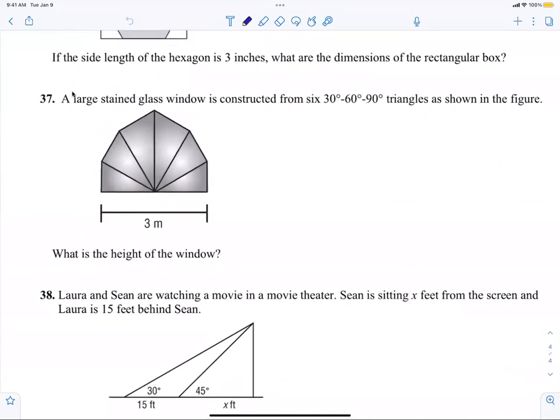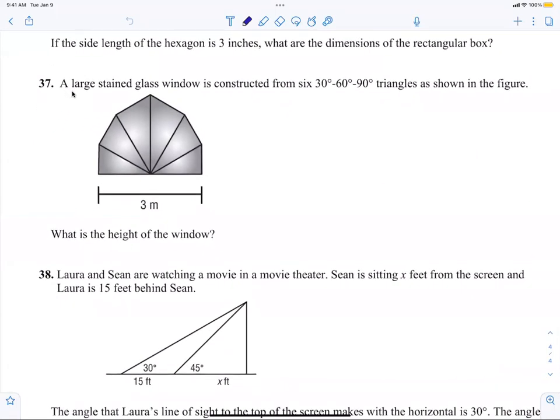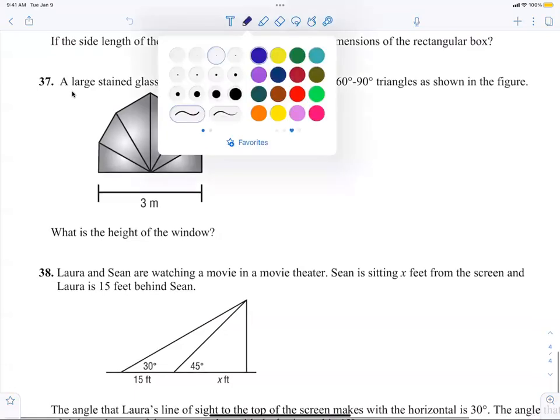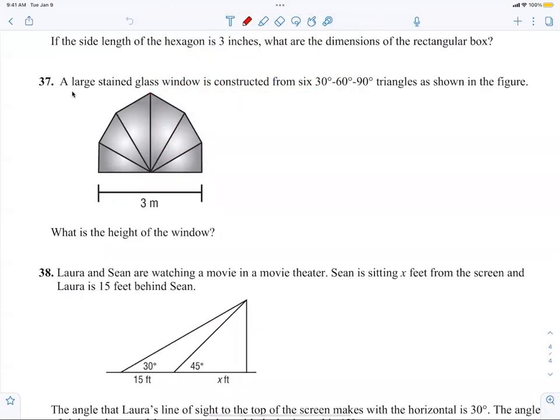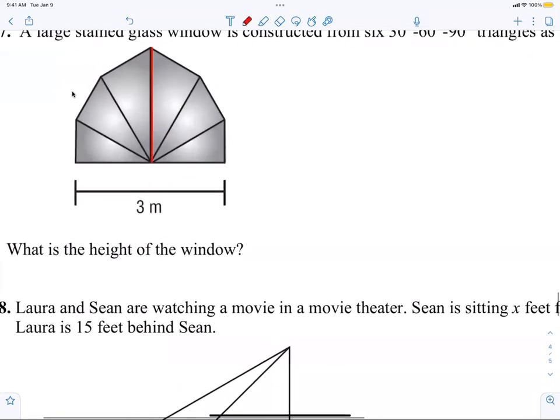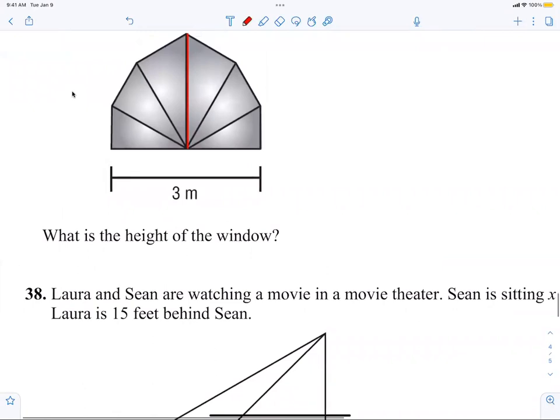All right, so for 37, it says a large stained glass window is constructed from 6 30-60-90 triangles as shown in the figure. What is the height of the window? So do we agree we're just looking for this right here, correct? Yeah. So we're going to start by finding these particular 30-60-90 triangles.